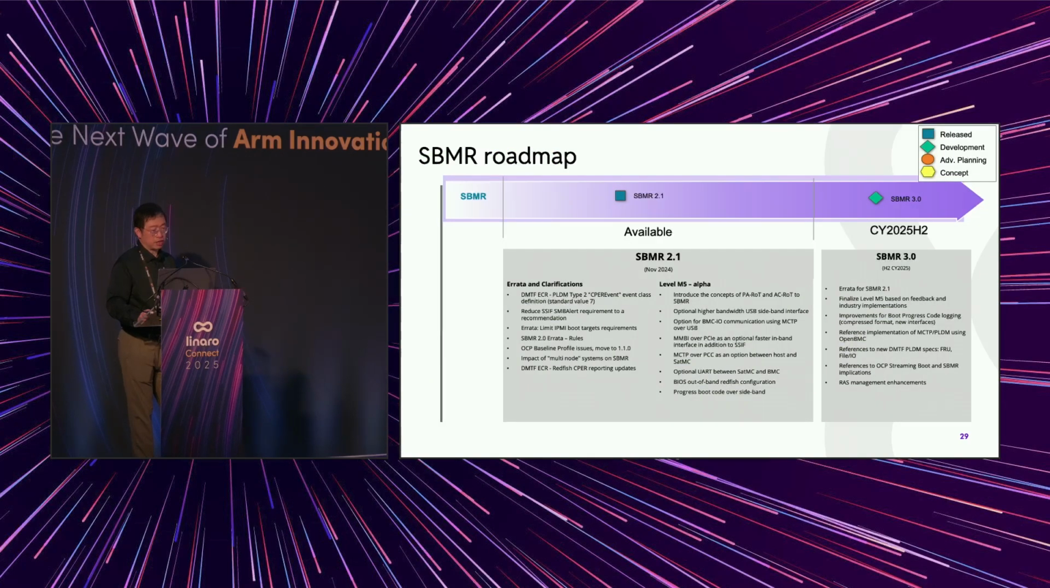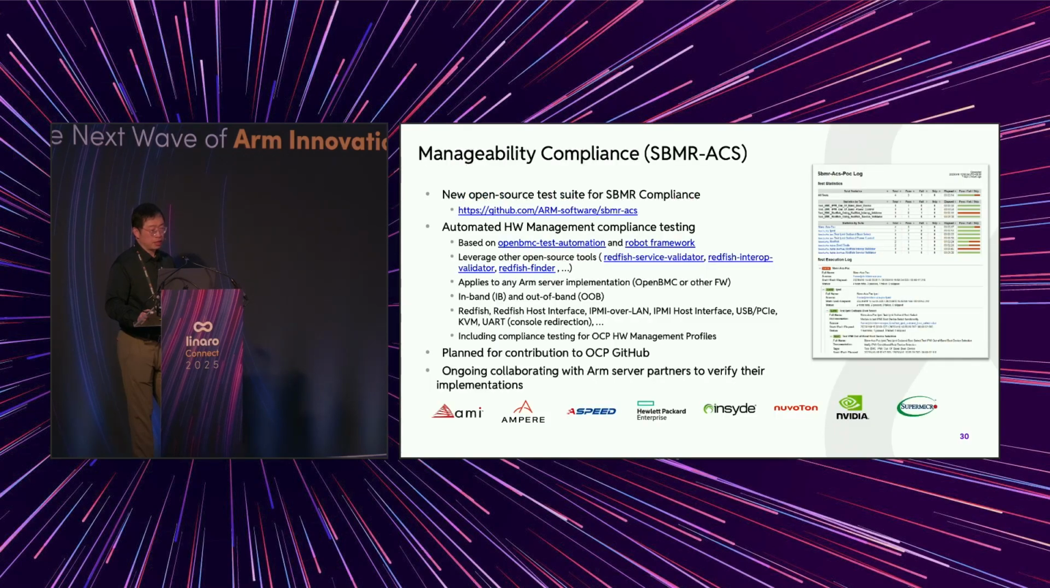Again, I'm not going to delve into the details of the roadmap. 2.1 is already published. We're working on 3.0. We also have a test suite, ACS, which we develop with a lot of the vendors also.